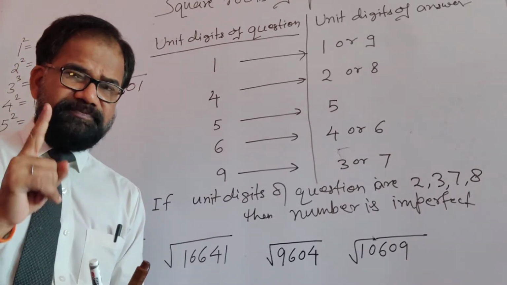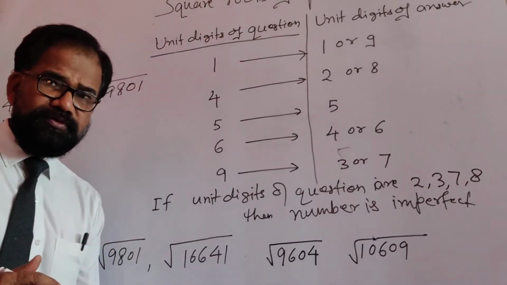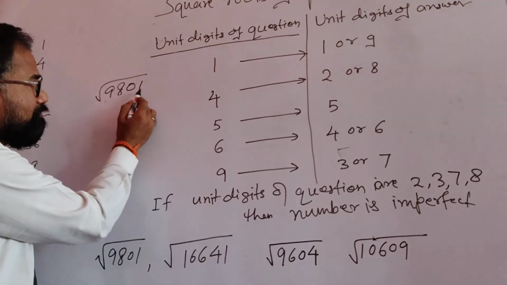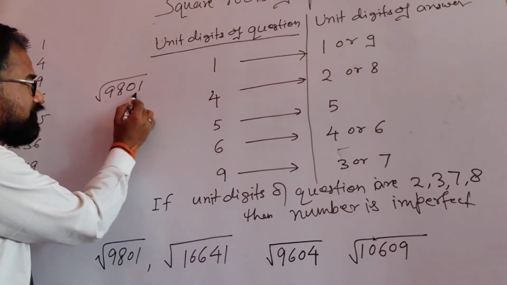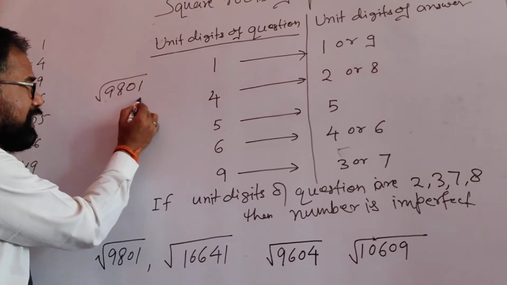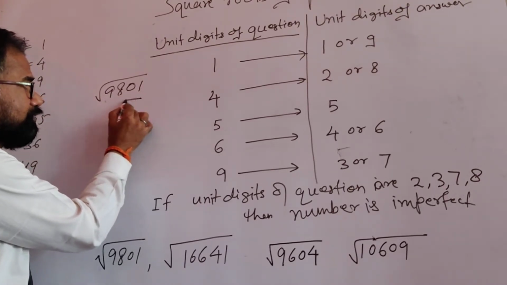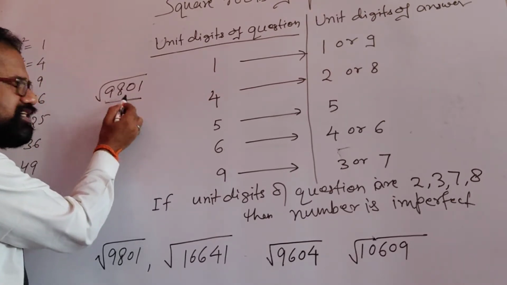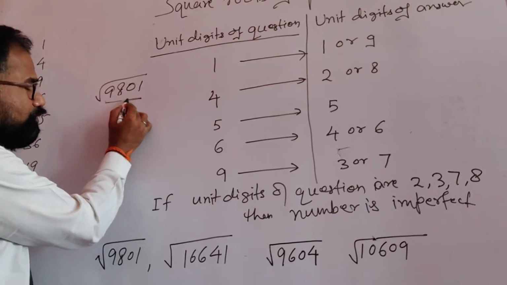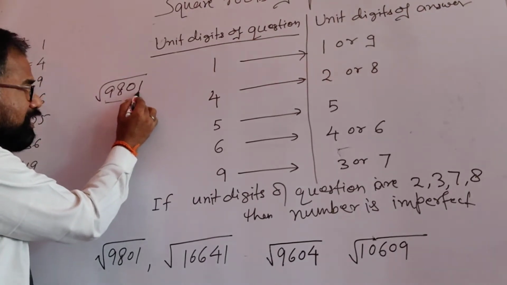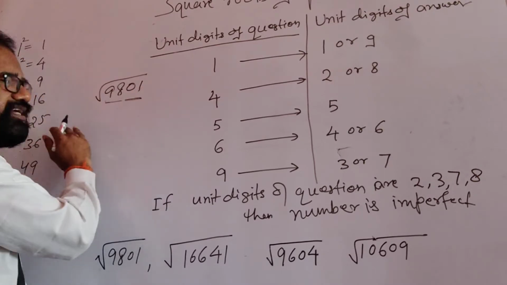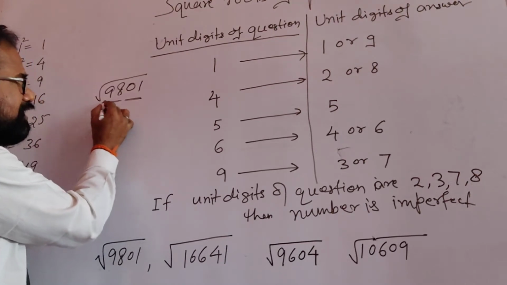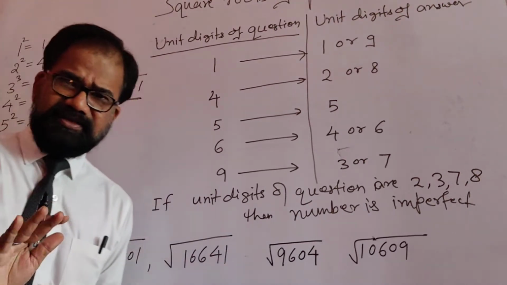Step number one, you have to make pairs starting from the right side of your question, like 0 and 1, 2 digits, and for the rest of the digits you put one bar. That is, 0 and 1 make a bar, and the rest of the digits, if 3 digits or 2 digits are there, should be taken together, and this one should be taken together, right? This is step number 1.